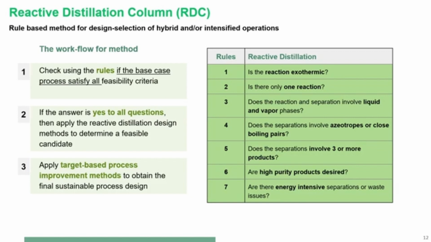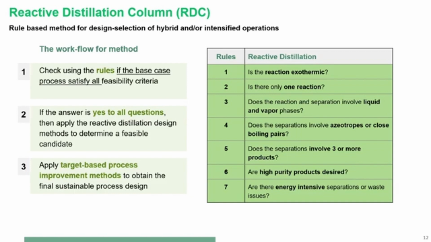The third rule: does the reaction and separation involve liquid and vapor phases? Yes, so we have liquid and vapor phases in the reactive separation. The fourth rule: does the separation involve azeotropes or close boiling pairs? Yes, then there is an incentive for the use of RDC. The fifth rule: does the separation involve 3 or more products? Yes, so there will be 2 or more product streams.